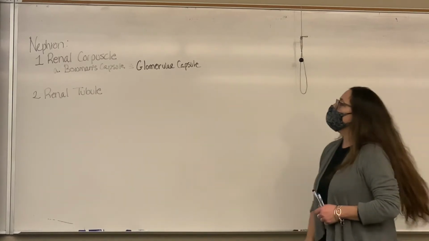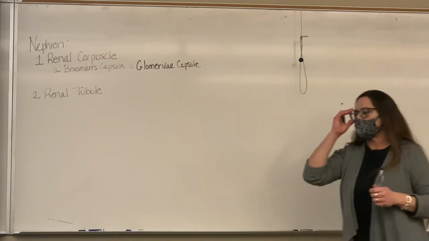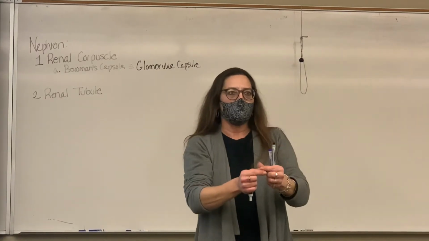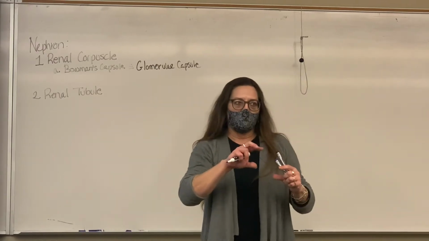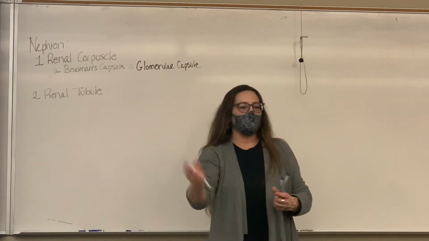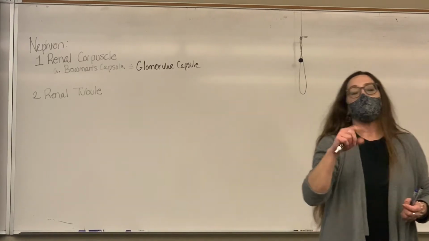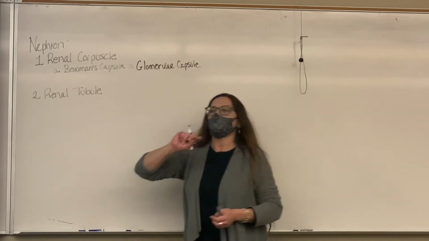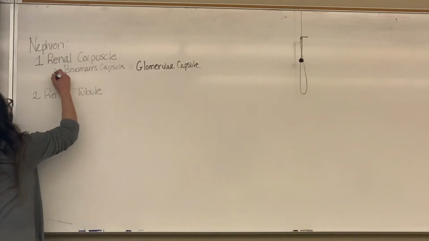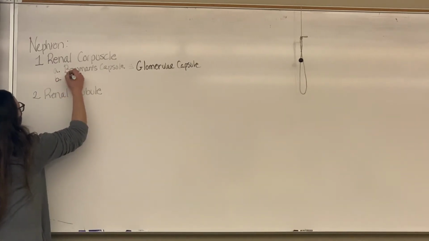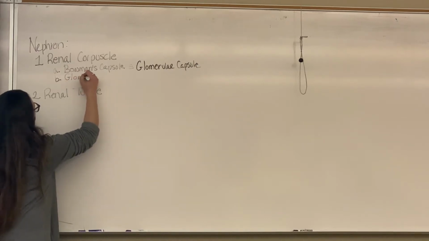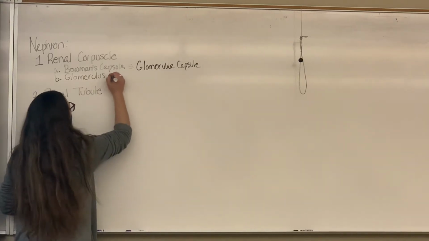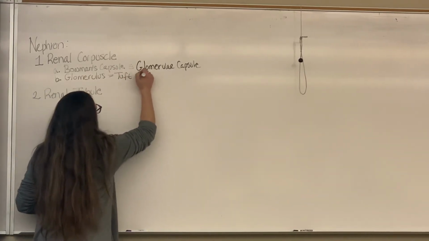All right, now what the Bowman's capsule is, or the glomerular capsule, is a hollow ball of cells. So it's formed from a layer of cells, and inside of it is hollow. Okay, so it's a ball that's made of a single layer of cells, and inside of that ball it's hollow. We're going to put something inside of that hollow ball of cells. And what we're going to put in there is a tuft of capillaries called the glomerulus. So the glomerulus, glomeruli for plural, is a tuft of capillaries.